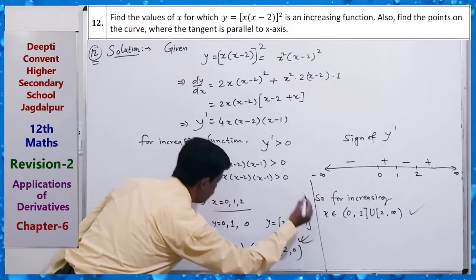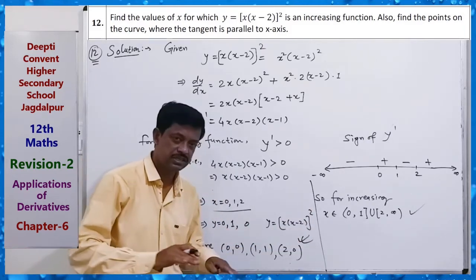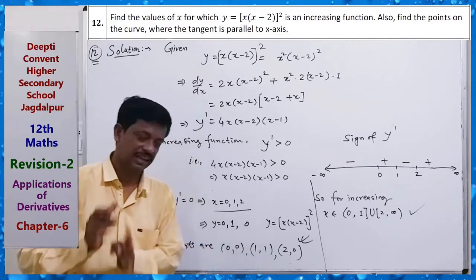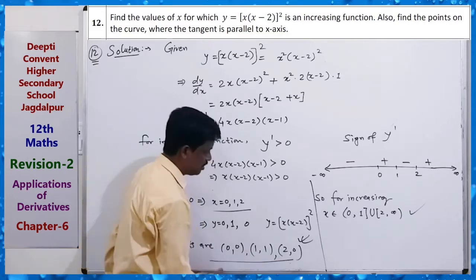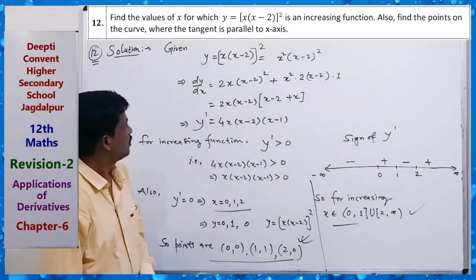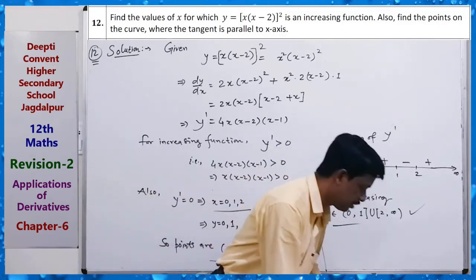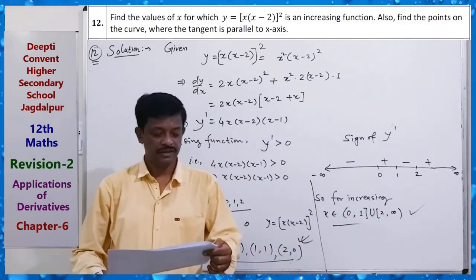So these are the points at which the tangents are parallel to the x-axis. These are the solutions of question 12. Okay, question 12. Clear?